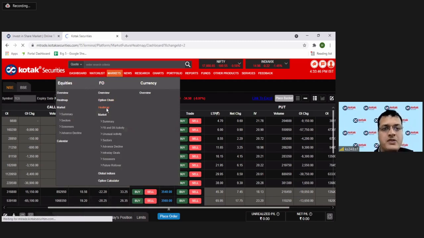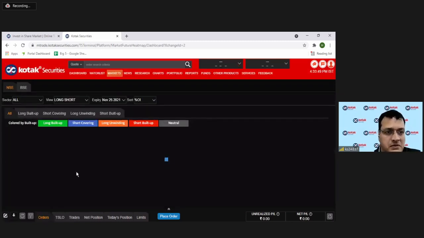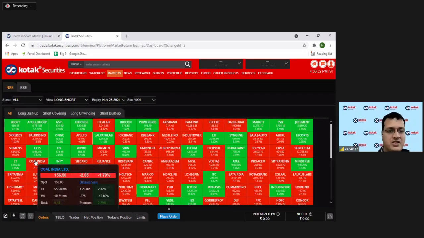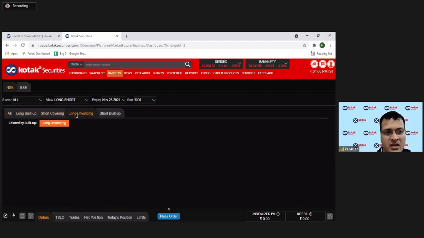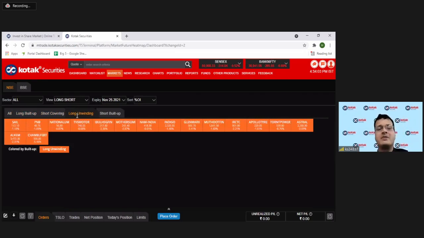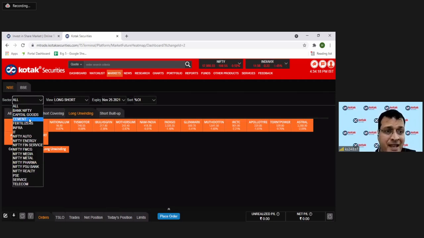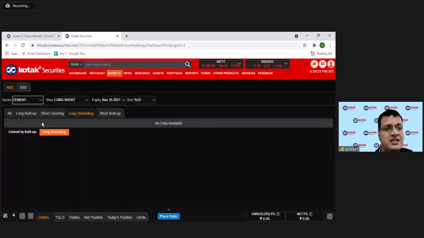Similarly, in case you want to see the heat map, you want to see which are the stocks which are long built up, short coverings, long unwinding. Long unwinding is nothing but positions which had a long position, but now they are getting wound up due to whatever reason. And probably that's the reason the stock is coming down, and so on and so forth. All right. So in case you want to see sector specific, bank nifty, capital goods, and Siemens. In case I want to see which are the stocks which had long built up, which has the highest open interest.